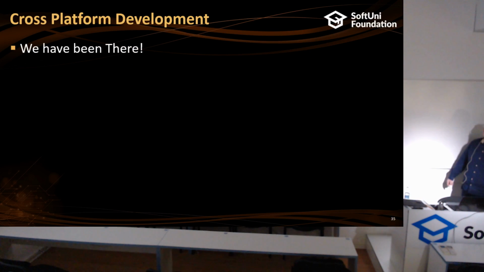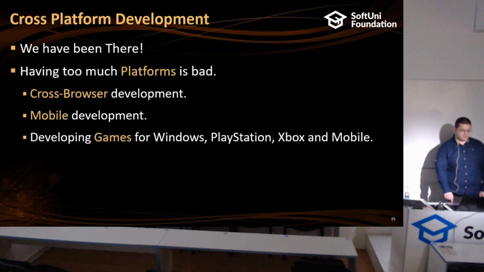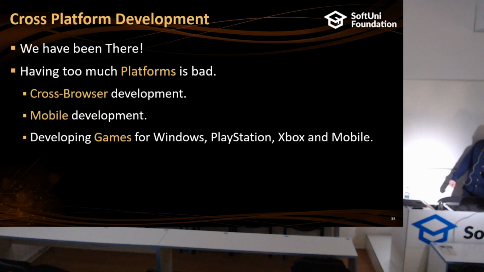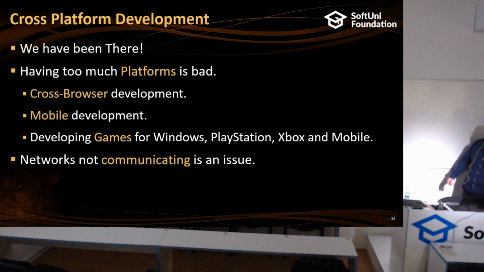The other thing is cross-platform development. So every developer here has probably been there. Cross-platform development is very, very hard. For instance, with cross-browser development and mobile development a few years ago, you needed to care for many different displays, many different phones, and even today it is really worse. Developing games for Windows, PlayStation, Xbox, and mobile is very hard again. And this issue is presented for networks not communicating. So if we have, let's say, 20 networks that support smart contracts, developing your business and having your business on each of these networks will be extremely hard. So we really need to do something about this.